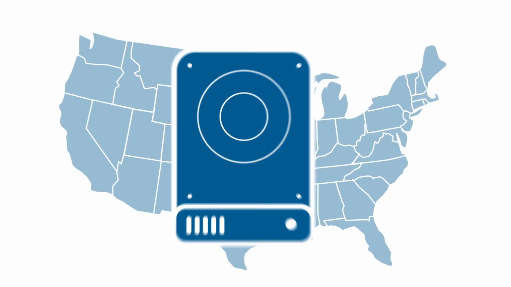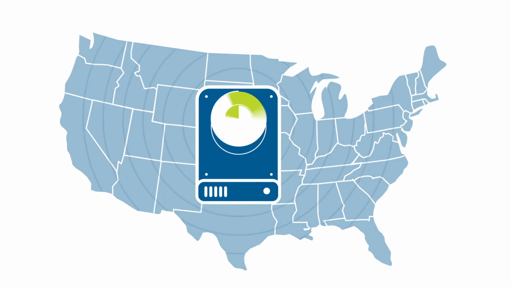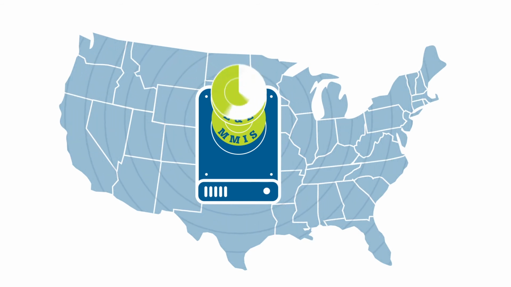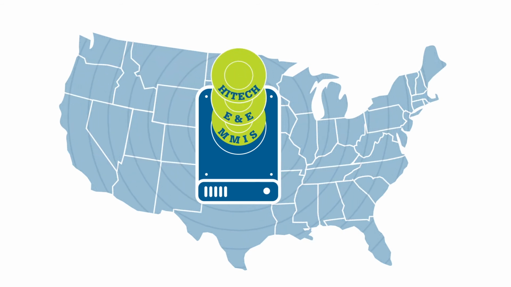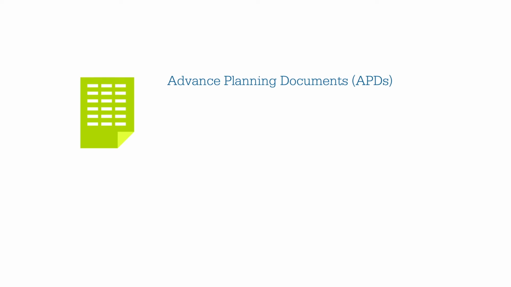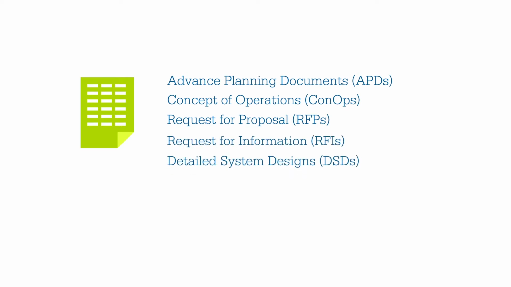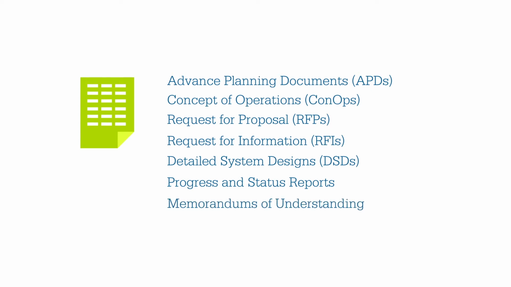The Reuse Repository contains state IT artifacts relating to the development and operation of programs such as Medicaid Management Information Systems, or MMIS, Eligibility and Enrollment, or E&E, Health Information Technology, or HITECH, and Medicaid Information Technology Architecture, or MITA. Some examples of artifacts include Advanced Planning Documents, or APDs, Concept of Operations, or CONOPS, Requests for Proposals, or RFPs, Requests for Information, or RFIs, Detailed System Designs, Progress and Status Reports, Memorandums of Understanding, Requirements, and more.